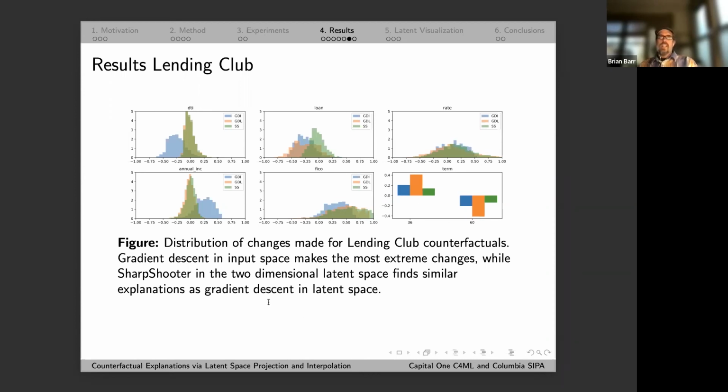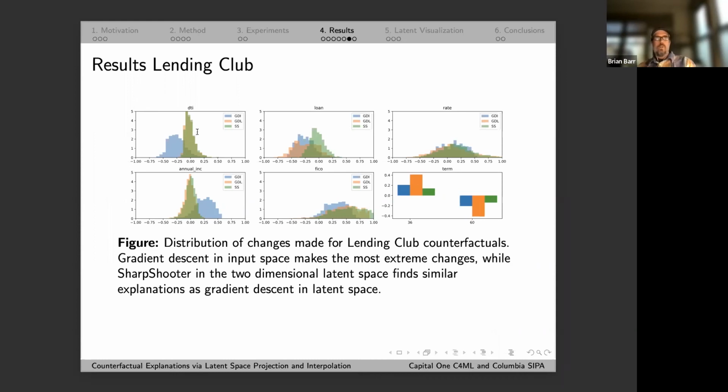And, by and large, the gradient descent in input space is making the most significant changes. Sometimes larger changes than you might anticipate after thinking about the steepest descent aspect of it.